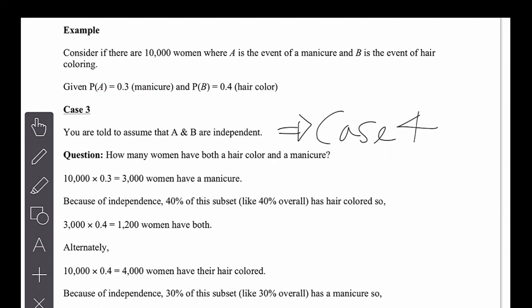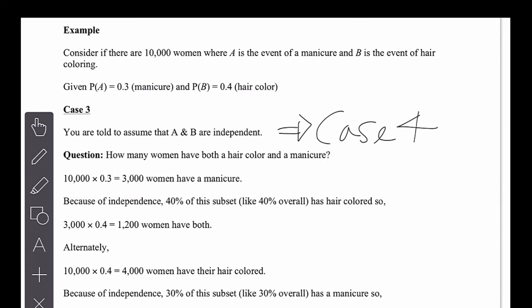Because let's say I observed 10,000 women or 10,000 clients. And now I want to know what's the chance of both of them. If my data demonstrates independence, then what can I expect? What does that mean? Well, first of all, 30% of 10,000 women had a manicure. That's how you use probability. When I say the word "of," I multiply. 30% of 10,000 is actually 3,000 women. So 3,000 women are a subset of all 10,000 who actually had a manicure.